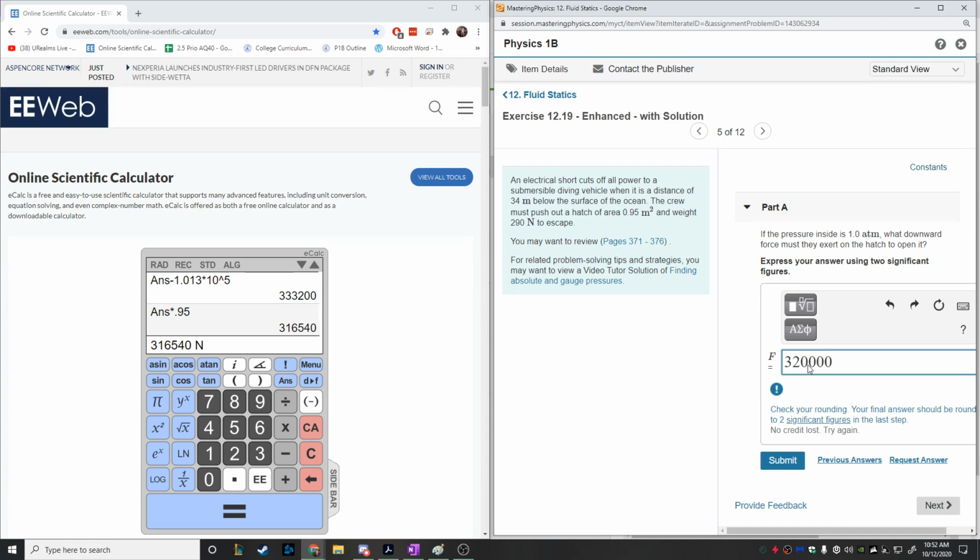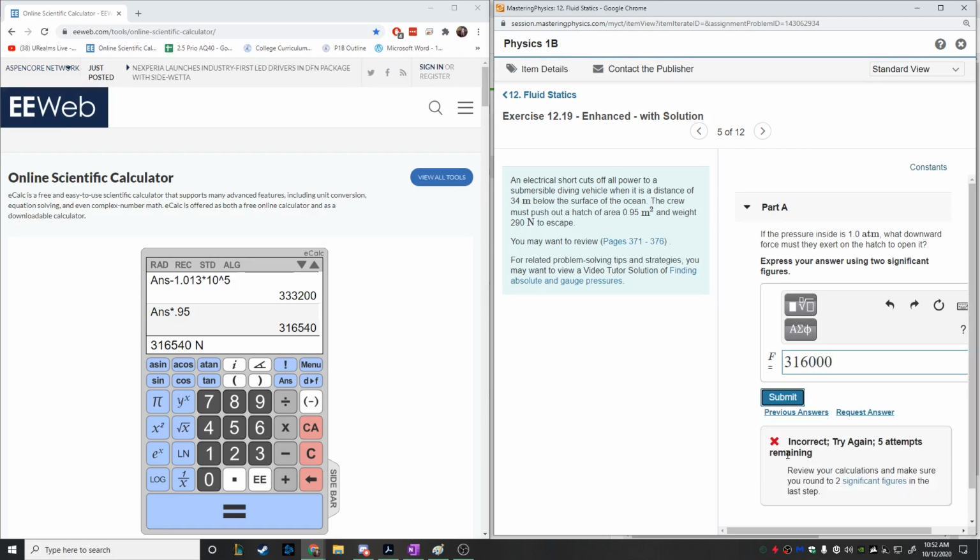This is rounding error. So if instead we do 3, 1, 6, how about that one? No, it doesn't like that either. How exact does it need to be? If we do 3, 1, 6, 5, 4, 0, and subtract from that 290, what do we get? You get 3, 1, 6, 2, 5, 0. Does that one work? Oh, did I make a mistake? What is it saying? Oh, okay. It wants us to round to 2 significant figures. Wasn't the first number I did 2 significant figures?